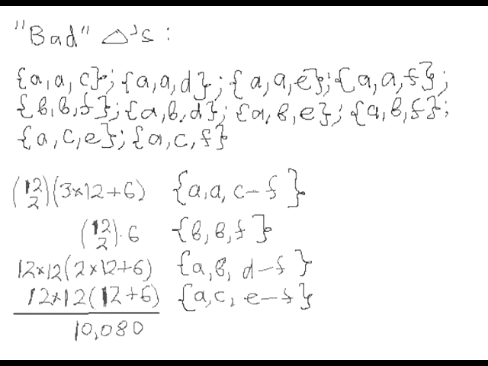The mixed cases ABD and ABE add 12 times 12 times 12 each, and the case ABF adds 12 times 12 times 6. Finally, case ACE adds 12 times 12 times 12, and case ACF adds 12 times 12 times 6. Thus, the total number of bad triples is 10,080.